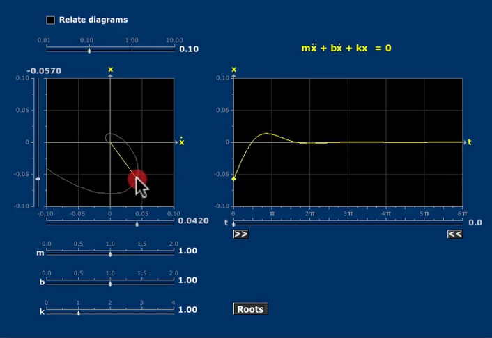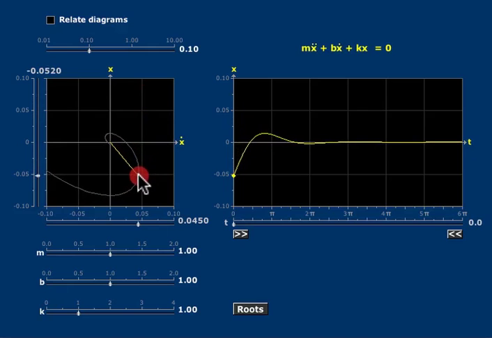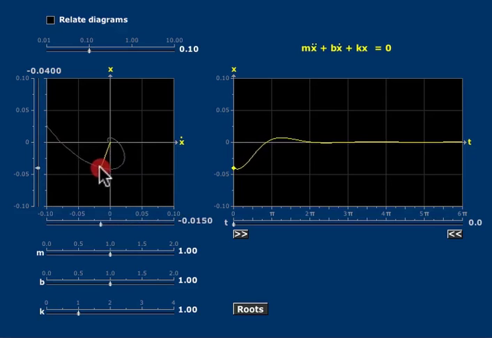The x coordinate is written vertically because that's how it's written on the right-hand graphing window, and you can see that they keep pace with each other. The horizontal component is x dot, the initial velocity. That's positive when we're to the right and becomes negative when we're to the left.